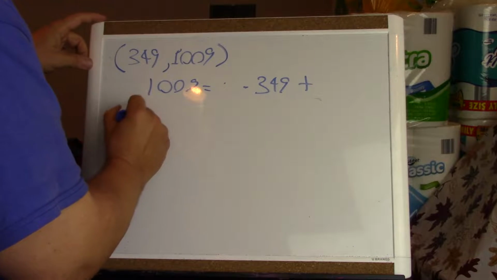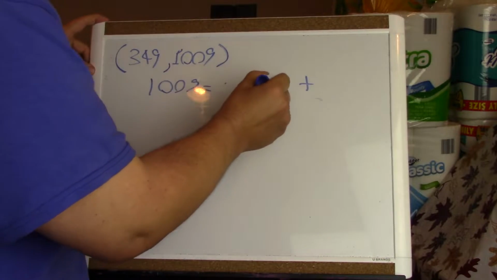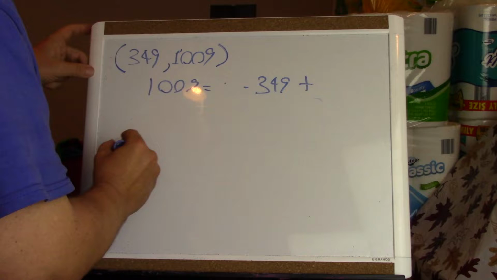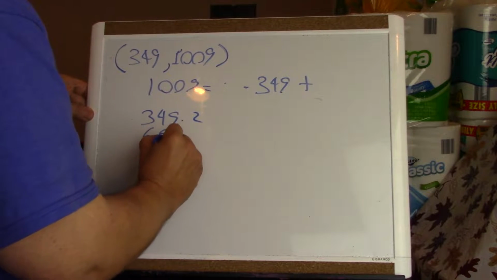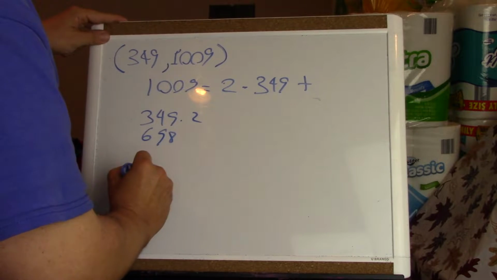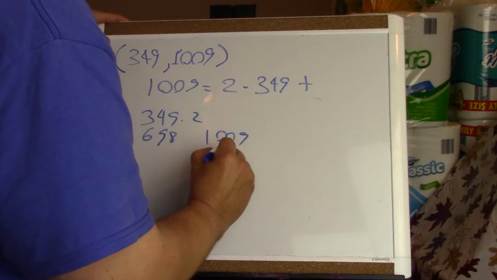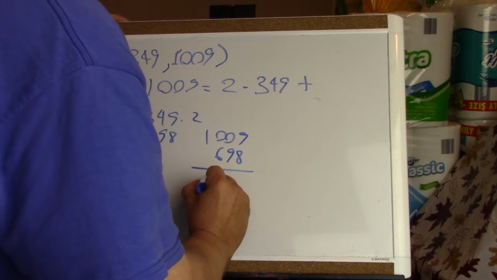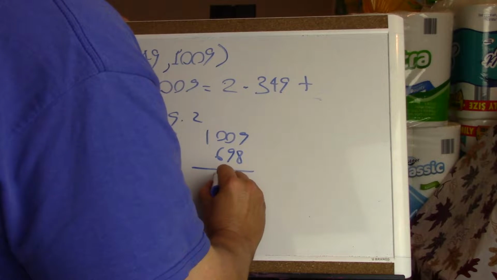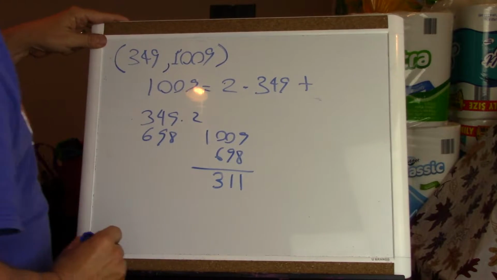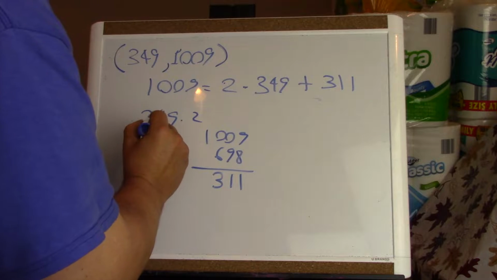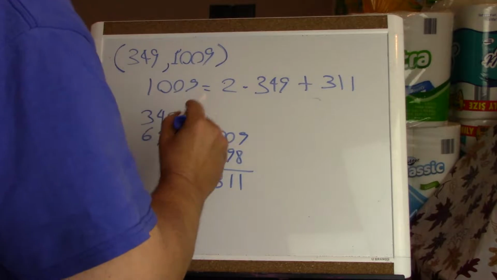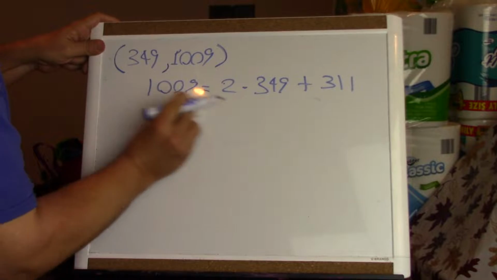I don't think 349 goes into 1000 three times, because that would put me in like 1050 or something. So 349 times 2 is 698. And then 1009 minus 698 is 311. Yeah, so this is 311. Right? Let's verify that. 68 plus 15. Yeah, I think that works out.